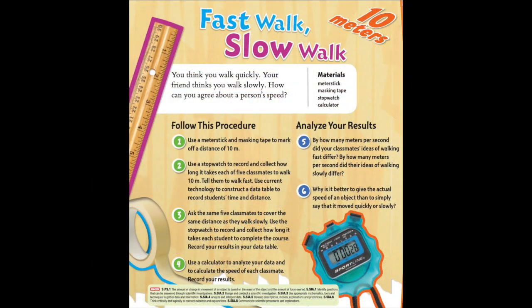Think about this too. Why is it better to give the actual speed of an object than to simply say it moved quickly or slowly? Is it because we're being more precise? So when you determine speed, you're finding your precise quickness or slowness, whichever it may be.